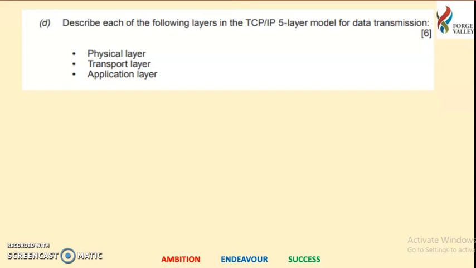For our TCP/IP five layer model, you just had to describe those layers. So our physical layer, you could have talked about the physical layer transmitting the raw data, having hardware such as routers or the cables, the Ethernet, and it's establishing a link between the computers that are going to communicate. So our physical layer, using our wires, our cables, our hardware to send the raw data.